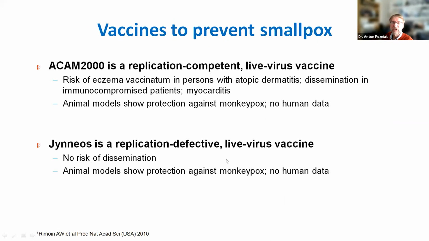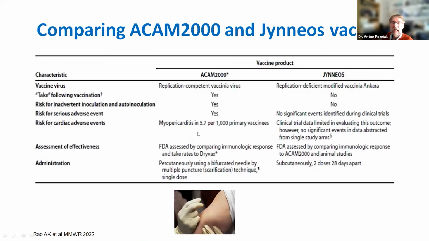Now, what about vaccination? So this is ACAM 2000, and it's a replication-competent live virus vaccine. And I would say this is a no in HIV, especially immune compromised patients. The Jynneos is a replication-defective live virus, so that's a yes, because there's no risk of dissemination. This ACAM 2000 could disseminate. And the Jynneos animal models do show protection against monkeypox. So we've got limited human data, though it seems to have worked so far in what we've seen. And here we are just comparing the two.